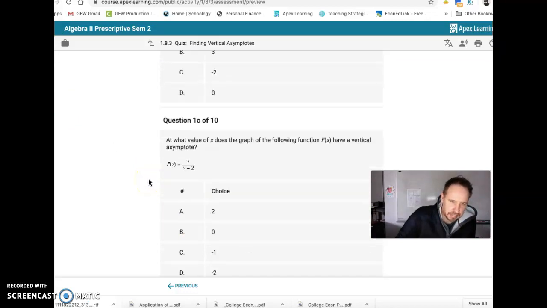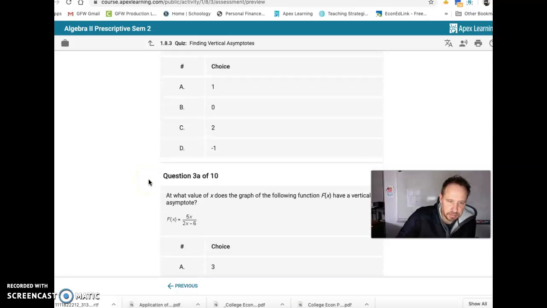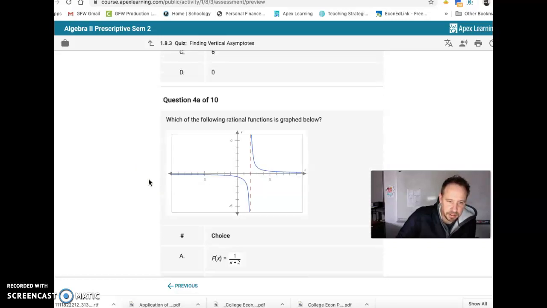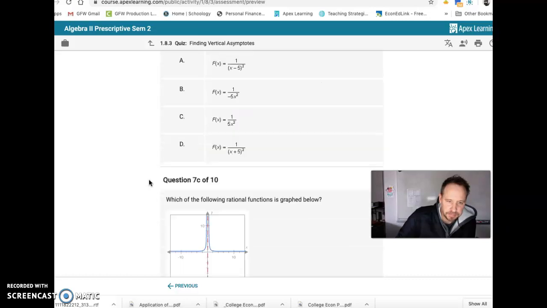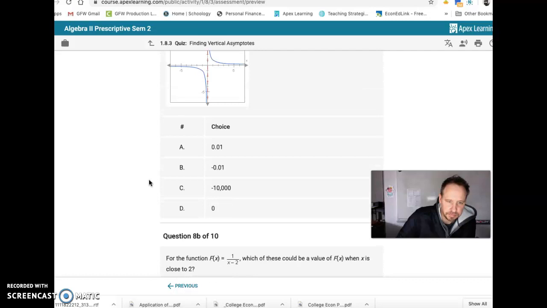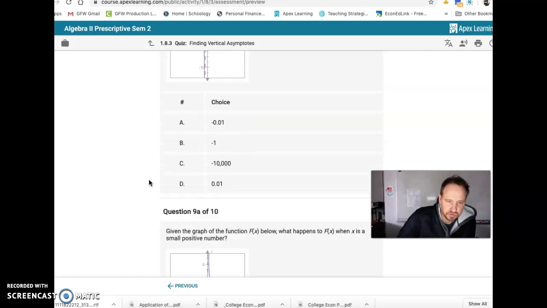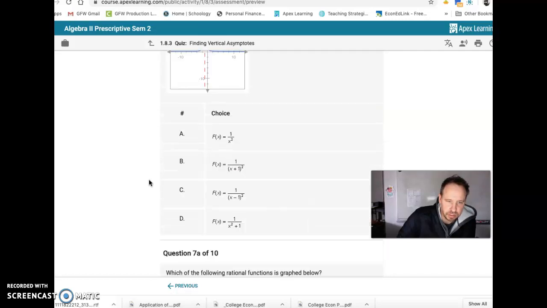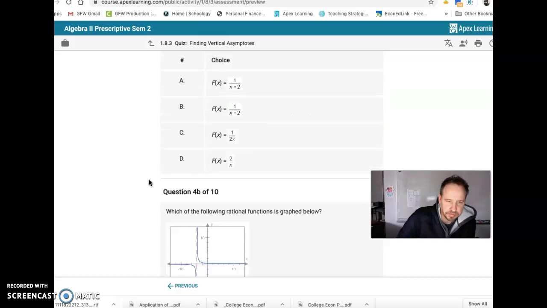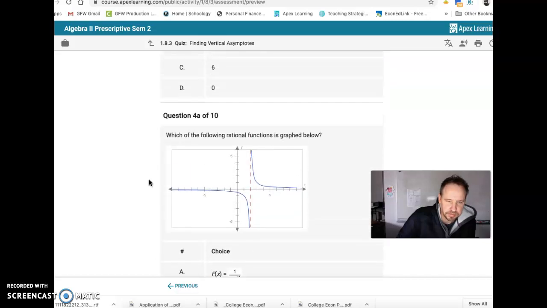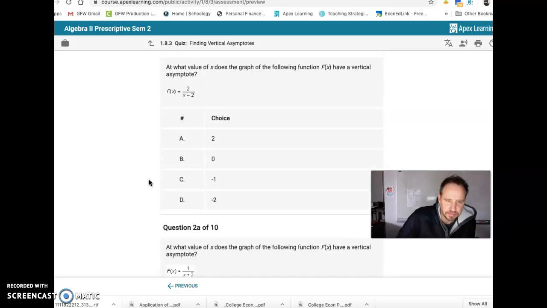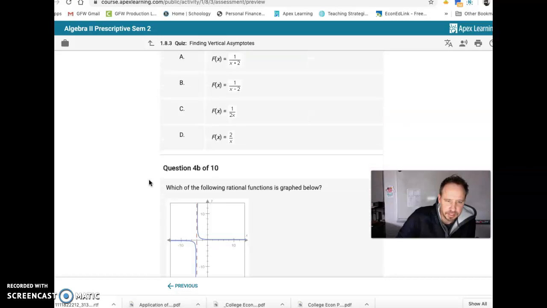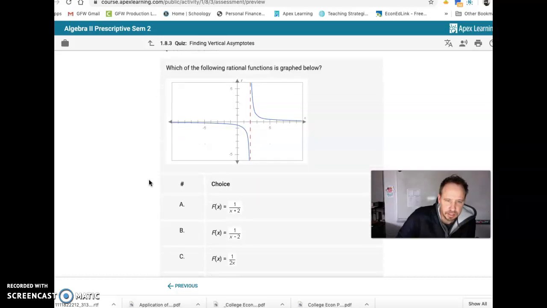And if you have problems that might have graphs, we'll get to these graph ones here in a second. Here's a different type of problem right here.